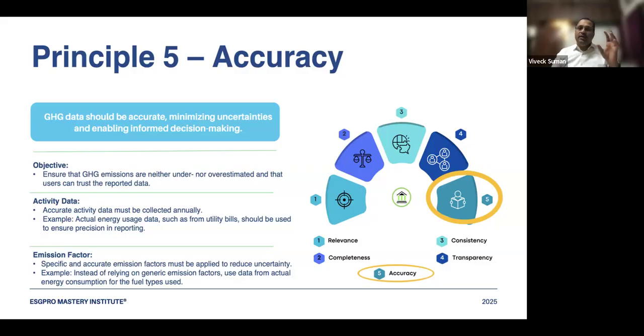नहीं मालूम है कि ये employee is coming from any means of transport or it is walking to office, don't report about him. Yeah, put in exclusion, just say that one person in my company, I could not assure how he is coming to office because he was not present when I was doing the audit. Give the clarification, close the matter, right? Accurately, activity data must be collected at least annually. Yeah, actual energy usage data such as from utility bills should be used to ensure precision in reporting. Clear? So that is the 5 principle which you should be aware about.